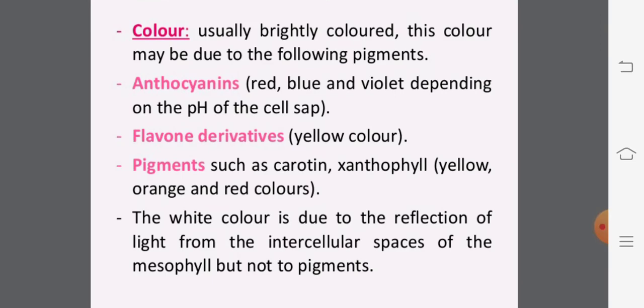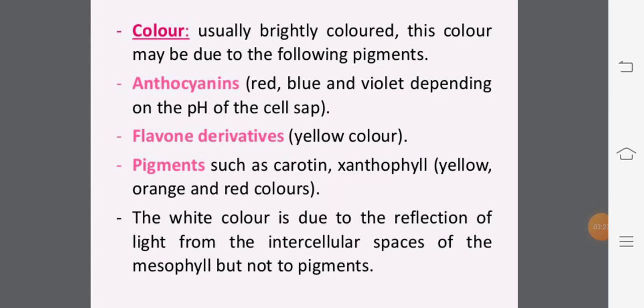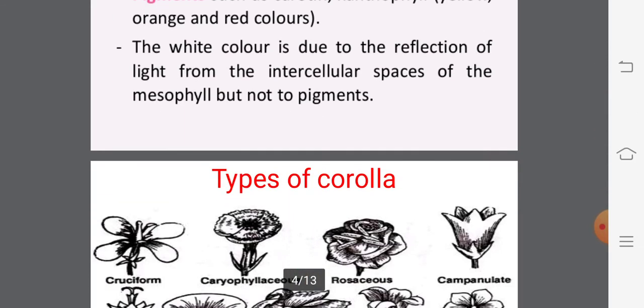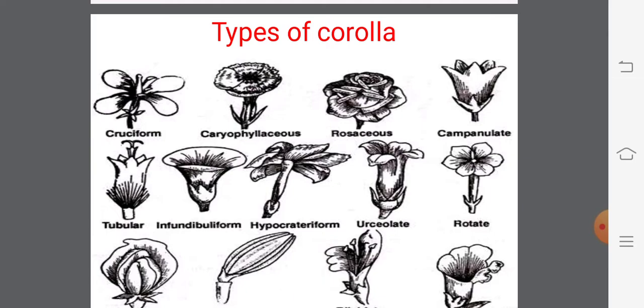Flavone derivatives show yellow color. Pigments like carotene and xanthophyll also show yellow, orange and red color. The white color is due to the reflection of light from the intercellular spaces of the mesophyll, not due to pigments.